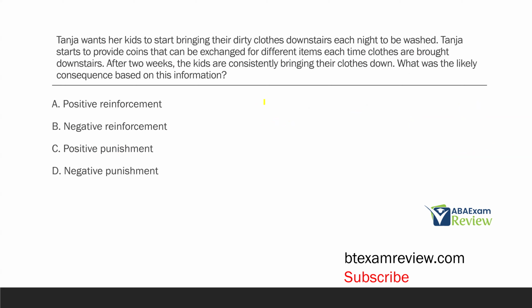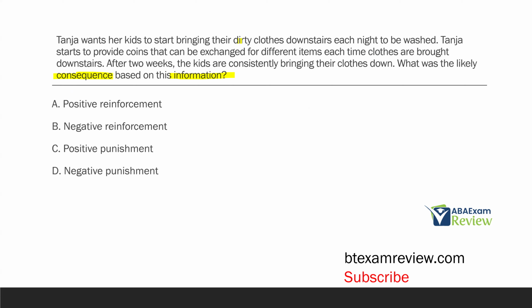Tanya wants her kids to start bringing their dirty clothes downstairs each night to be washed. Tanya starts to provide coins that can be exchanged for different items each time clothes are brought downstairs. After 2 weeks, the kids are consistently bringing their clothes down. What was the likely consequence based on this information? Now we have to identify the consequence here and what type of consequence it was based on the information. So don't jump immediately to the answer choices. Think about the question. Tanya, what does she want to accomplish?